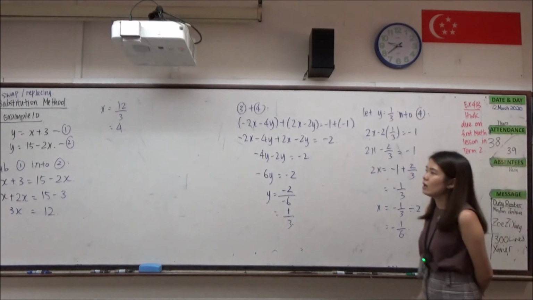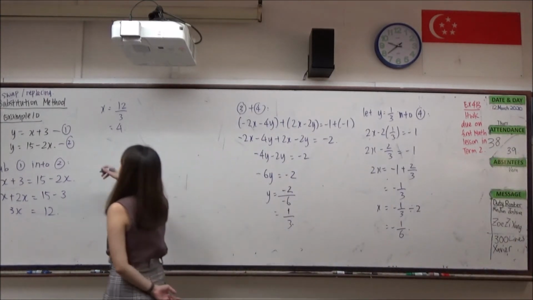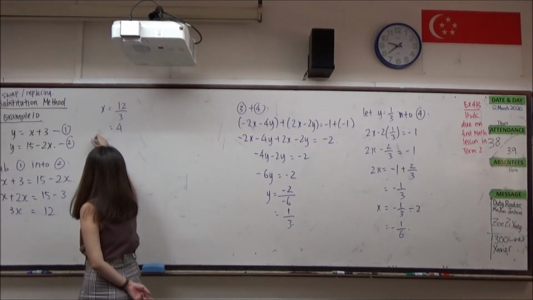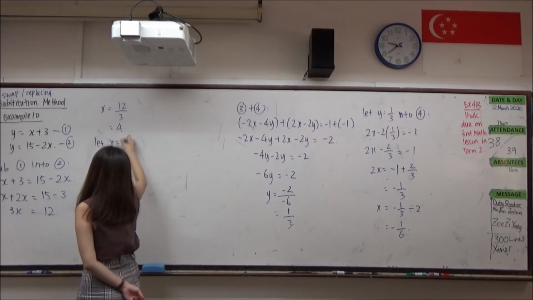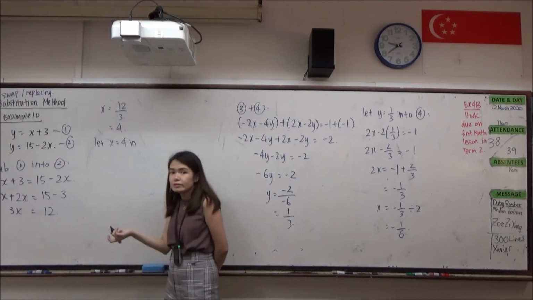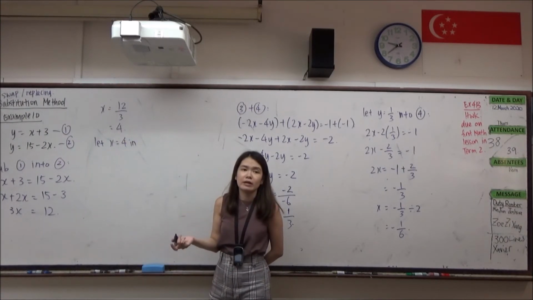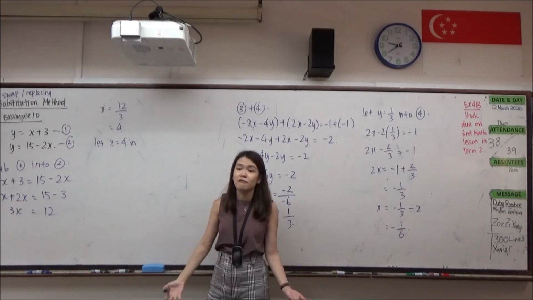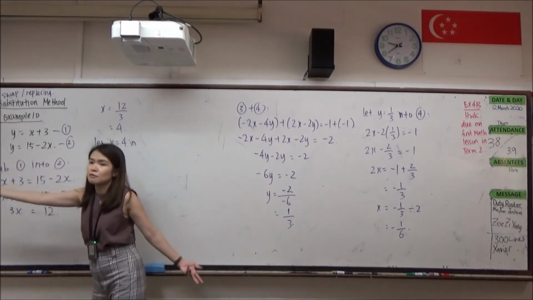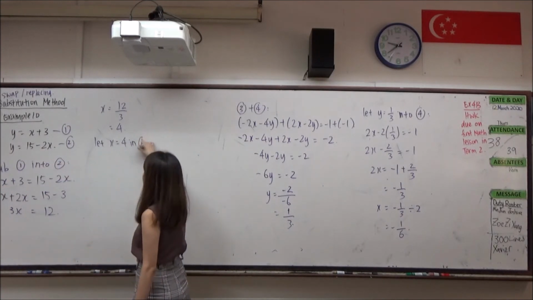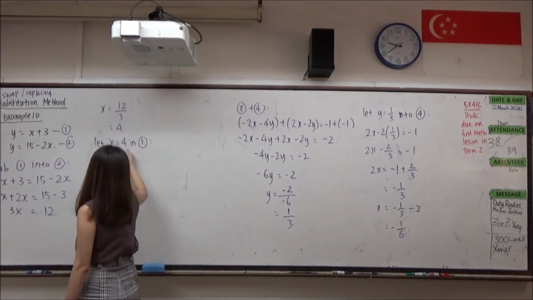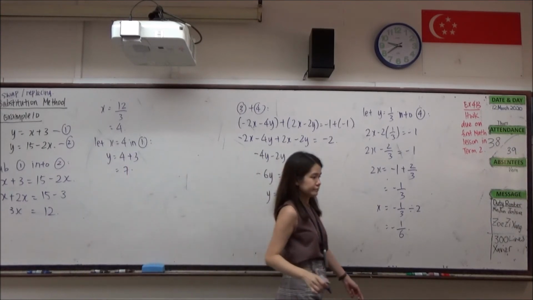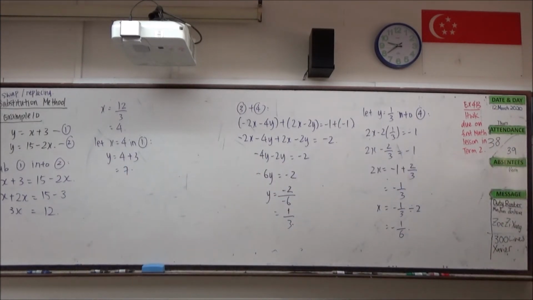Okay, and now that we have x equals 4 already, we have to go and find y. So where will you put it back into? Equation 1. Equation 1 and equation 2, actually both are fine, right? Both will start off with y. So it's a very simple calculation. We find that y equals 7.